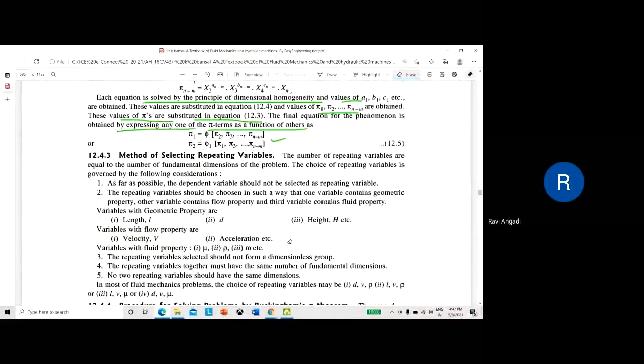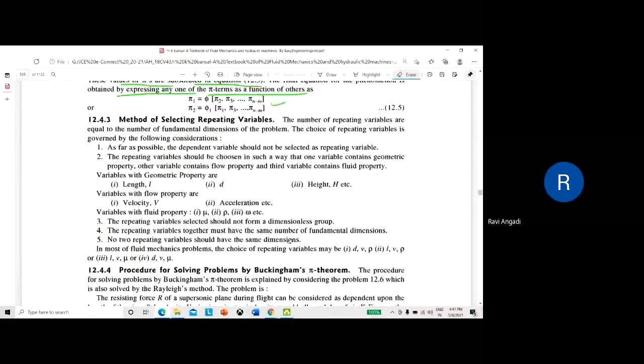Right. Next, a very important part is the method of selecting the repeating variables. As I said previously, repeating variables. How to choose these variables in an equation, and there are some criteria to choose the repeating variables, and you have to keep in mind these criteria. You cannot select the repeating variables randomly, and there are some criteria, or you can call it some methods, to choose the repeating variables.